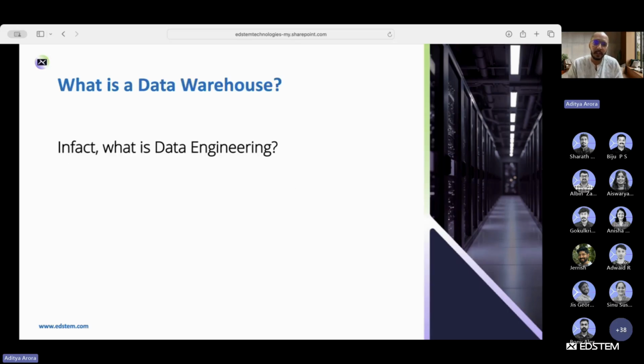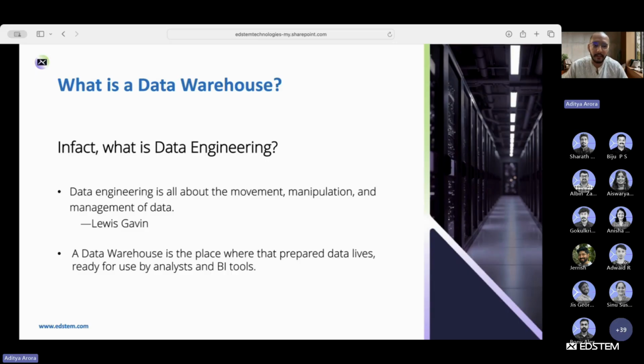So now to the real deal. What is a data warehouse? Well, to understand a data warehouse, you need to understand what data engineering is. Many people have their own definitions of data engineering, and almost all of them are correct. I like this one from a really wise guy. Data engineering is all about movement, manipulation, and management of data. That's basically it. Once you deep dive into movement, manipulation, and management, you'll find 1,000 topics in there, but that's the essence of it.